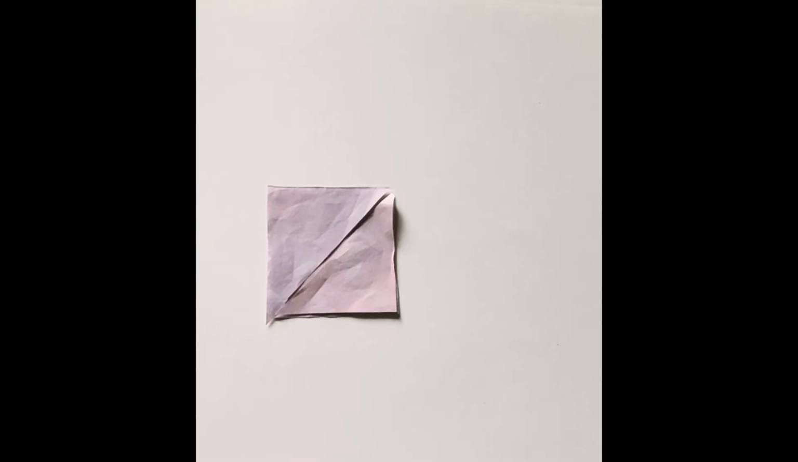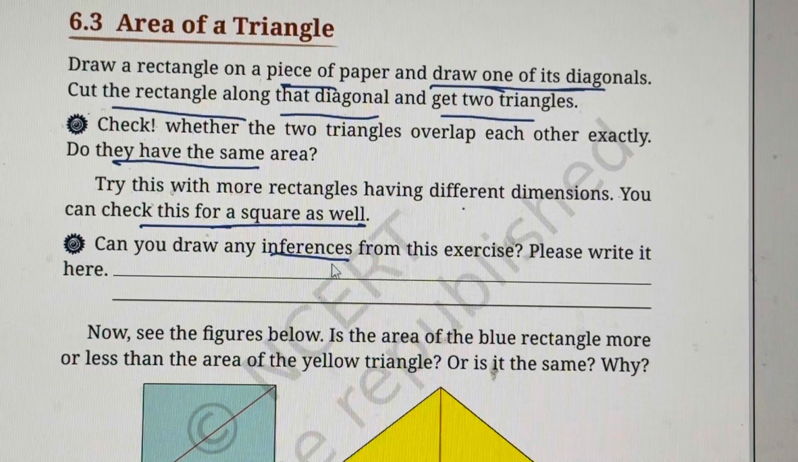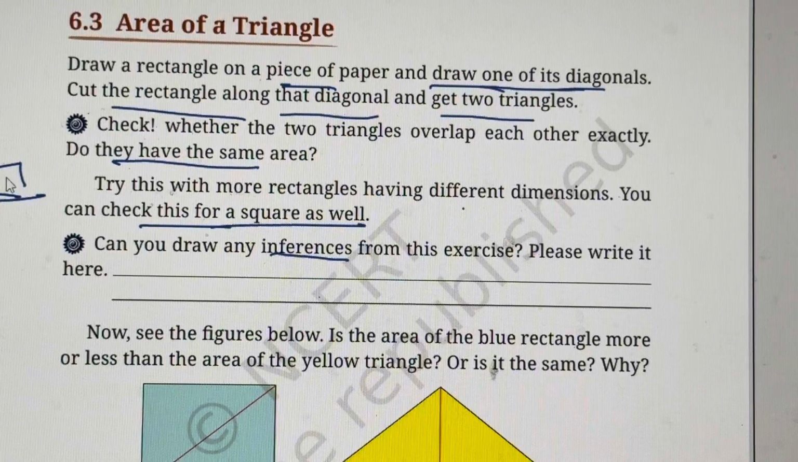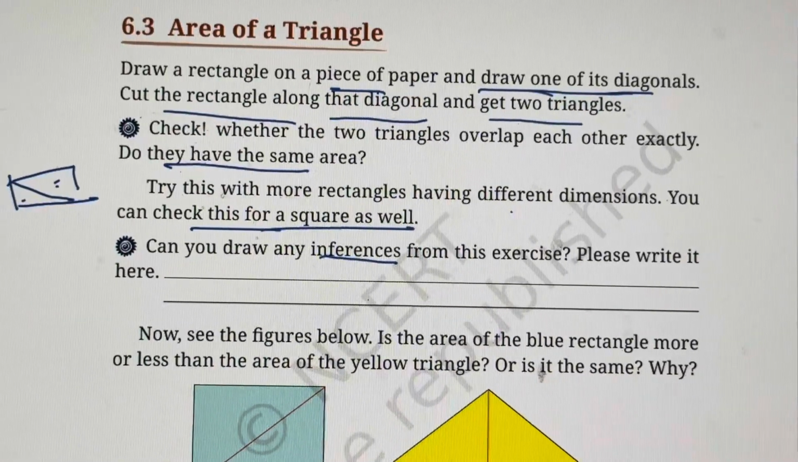So let us see what we understand from this activity. We just saw the activity and we tried it with different rectangles and even the square. Can you draw any inferences from these exercises? So what do we infer? We saw that the rectangle, when it was divided into two parts, gave two equal triangles and they were overlapping each other, right?